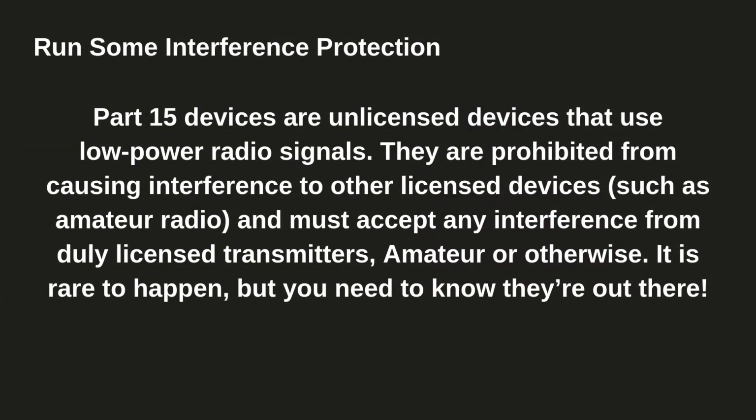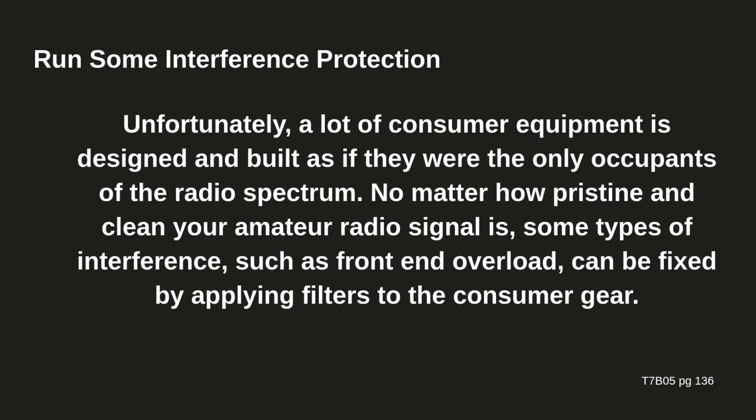Alright, Part 15 devices are unlicensed devices that use low-power radio signals. They are prohibited from causing interference to other licensed devices, such as amateur radio. It must accept any interference from duly licensed transmitters, amateur or otherwise. It is rare to happen, but you need to know that they are out there. Unfortunately, a lot of consumer equipment is designed and built as if they were the only occupants of the radio spectrum. No matter how pristine and clean your amateur radio signal is, some types of interference, such as front-end overload, can be fixed by applying filters to the consumer gear.